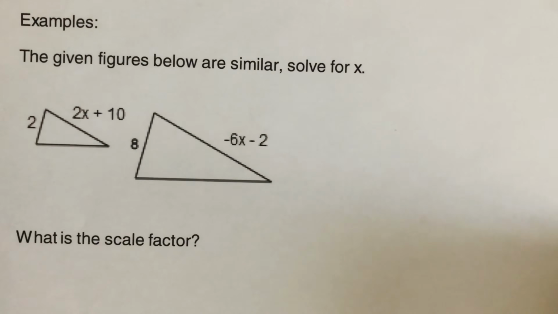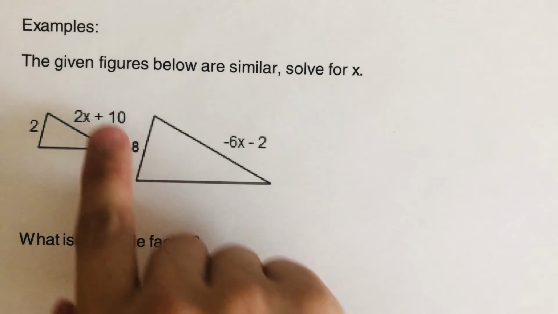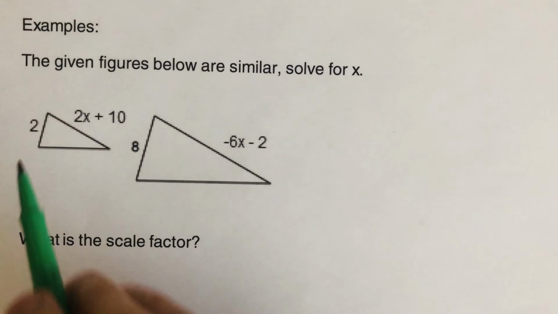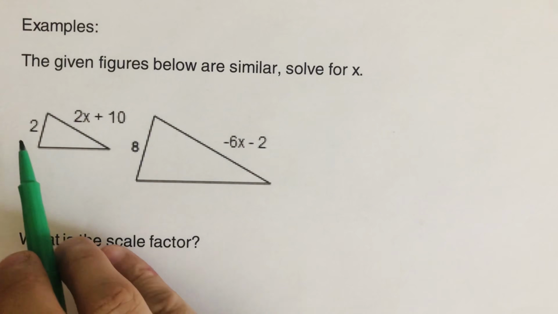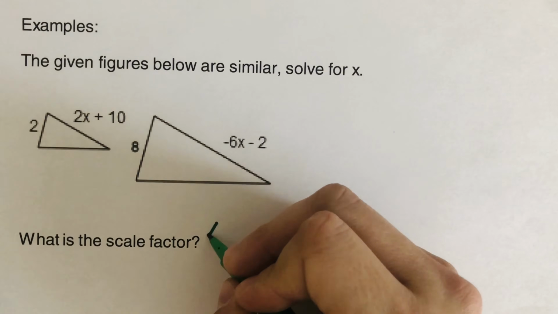Now let's have the last example right here. So what happens if they are expressions now? They are not numbers, but instead they are expressions. So we first find the scale factor from 2 going to 8. So what number was multiplied to 2? Good. So the scale factor is 4.